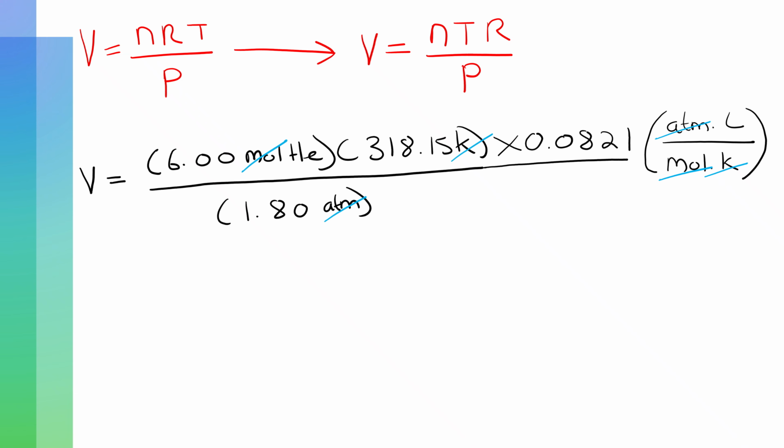So the only unit we have left is litres, which is the unit we want for our final answer for volume. So we can now carry out this calculation, and we're going to give our answer to three significant figures. So 6.00 times 318.15 times 0.0821 divided by 1.80, and we get an answer, to three significant figures, of 87.1 litres for our volume.